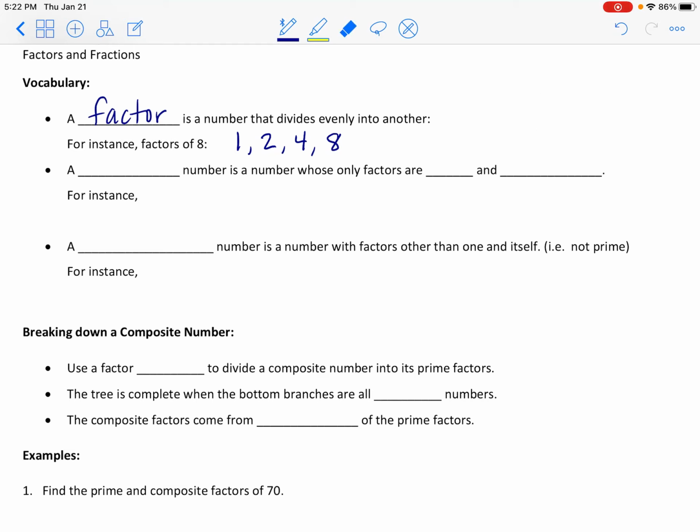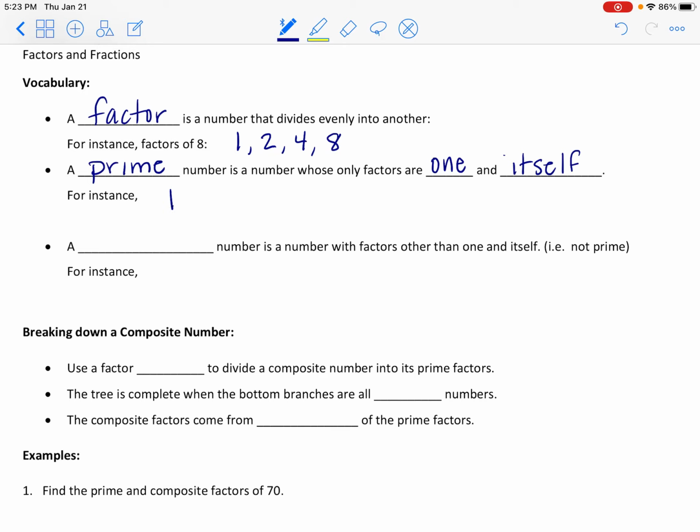Now if you're talking about a number whose only factors happen to be 1 and itself, we call that a prime number. So a prime number is a number whose only factors are 1 and itself. So 8 is not a prime number because 8 is divisible by 1 and 2 and 4 and 8. So not just 1 and itself, but also these two additional factors. If the number is only divisible by 1 and itself, it is a prime number.